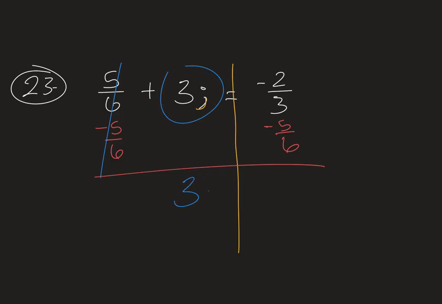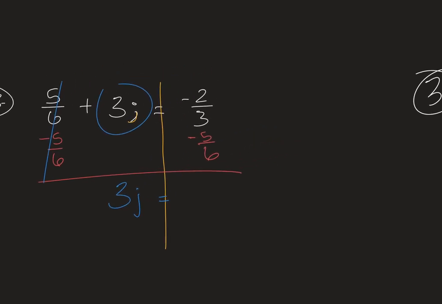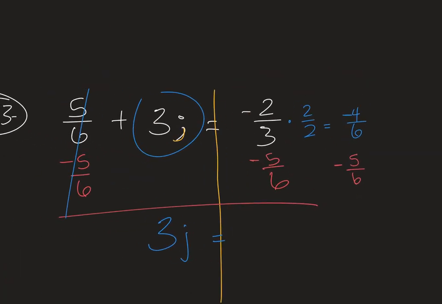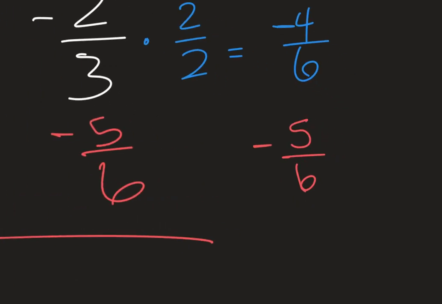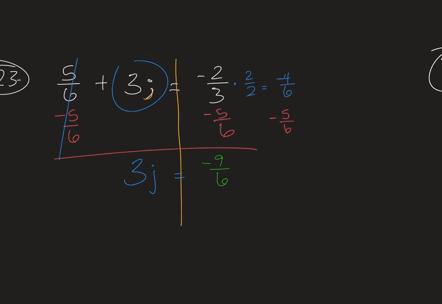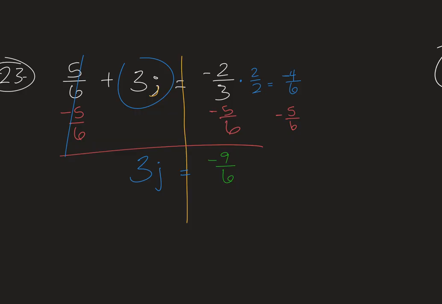That cancels, leaving us with 3j equals, and what I need to do here is a common denominator, multiply by 2 over 2 to get negative 4/6, and this is still just negative 5/6. And if you're like, but it's negative, but I thought it was positive here, we're subtracting, so that's kind of like a negative 5 over 6, right? So negative 4/6 minus 5/6 would be negative 9/6. Okay, so we could reduce that, but I'm going to slow down and not worry about it just yet.